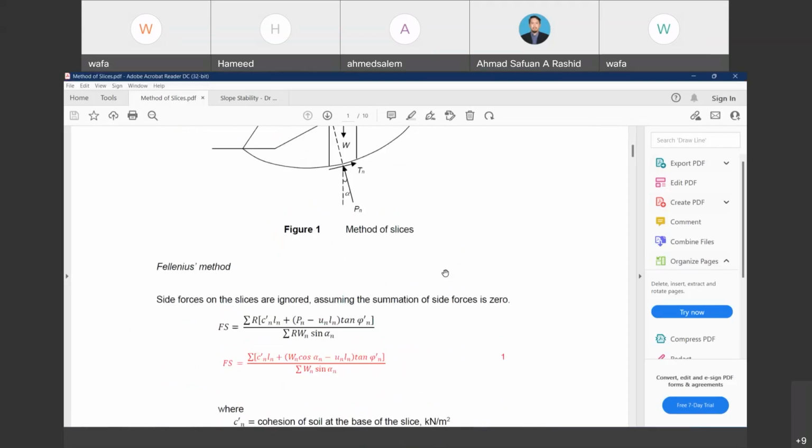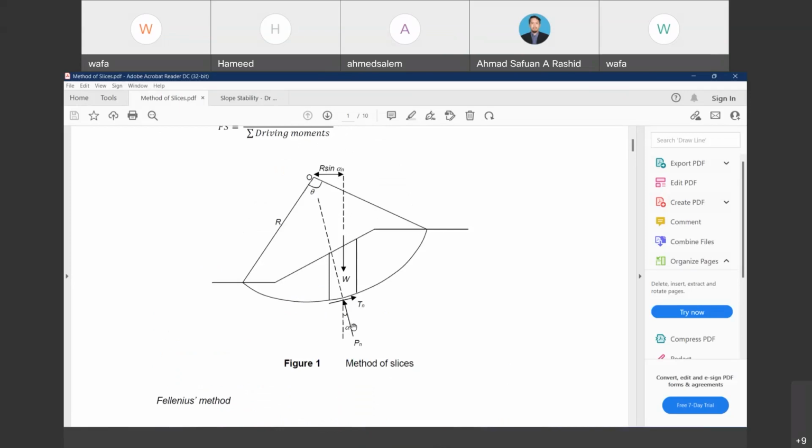Okay, so based on Fellenius, the values that we should use are alpha and W. How to get the W? For example, for this slice, we determine the B, the width of the slice, and also the height based on the center line. Then we multiply with the unit width, so we can get the W. What is the function of the alpha? The function of the alpha is to determine the length of the base, and at the same time the moment arm based on the length from the center. So alpha will be used to determine the moment arm and also the length of the failure base.